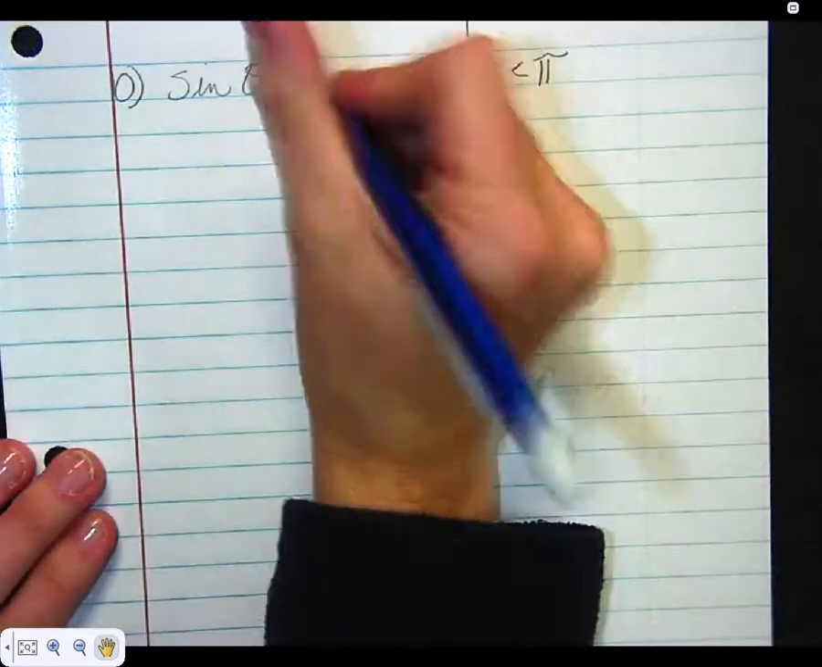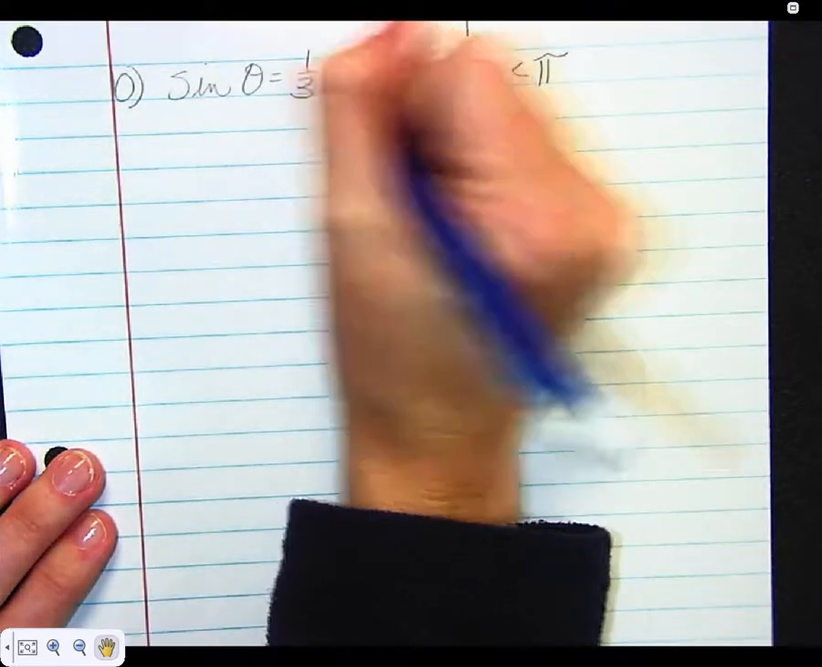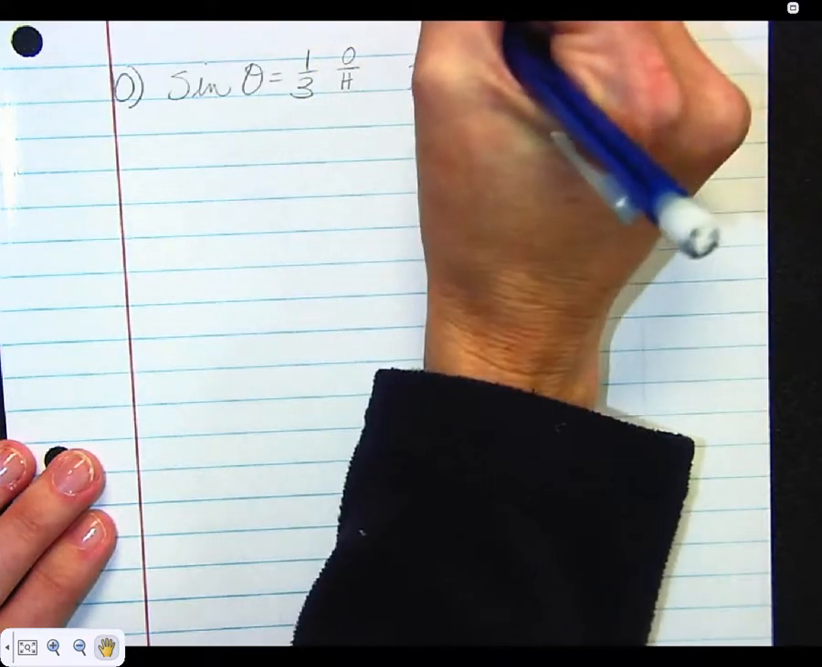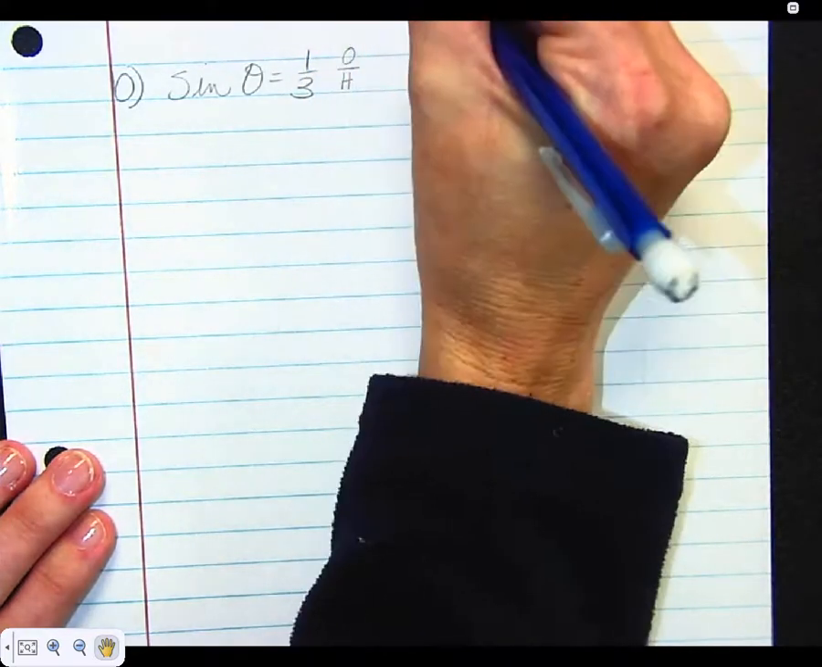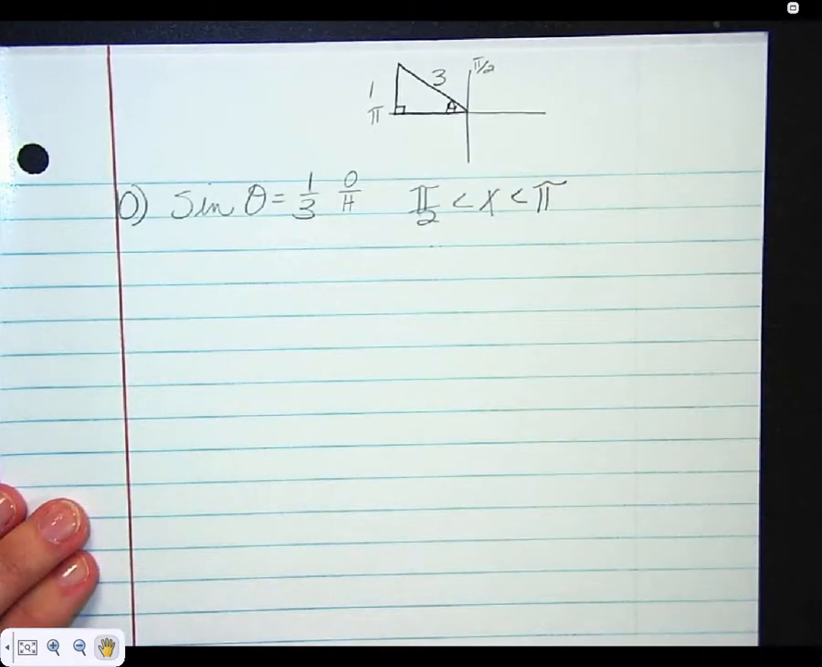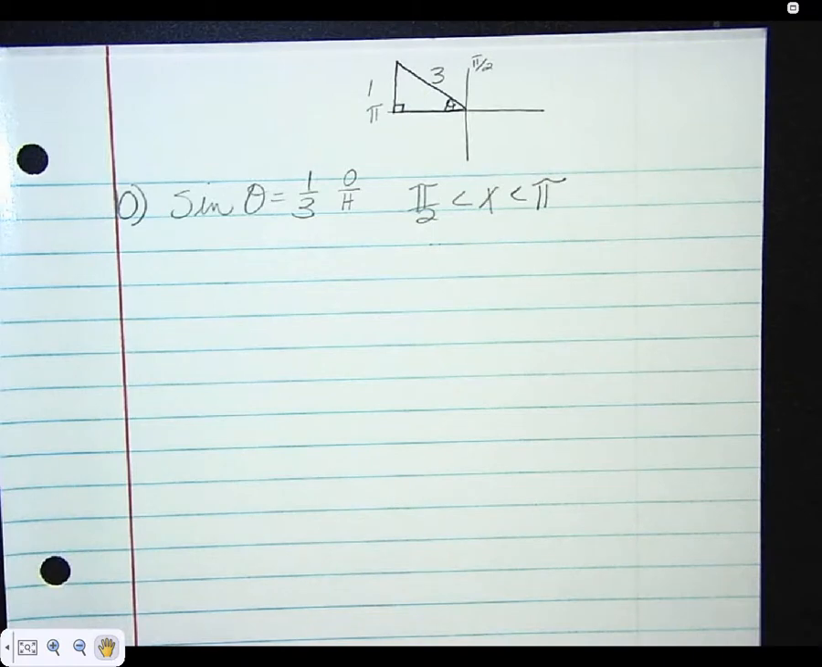Okay, so back to my SOHCAHTOA that we were using earlier. By giving me sine, they've given me my opposite side and my hypotenuse. So from theta, this is going to be my opposite, and this is going to be the hypotenuse. And again, remember the hypotenuse is always going to be positive.